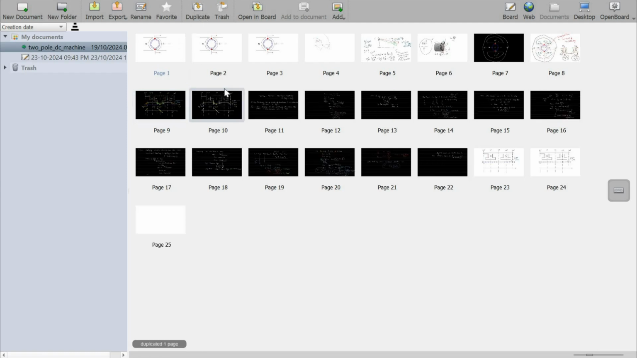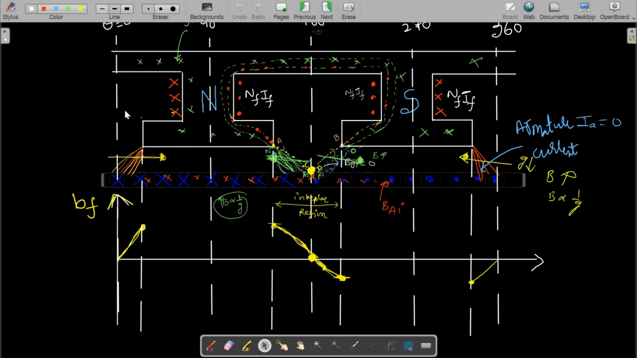What I will do, I will duplicate this and erase some things. See, we have obtained these BF values here. This value is exactly at this top here. If I want that BF value, I will draw a line here, and it will intersect this line, and this is nothing but that BF value.